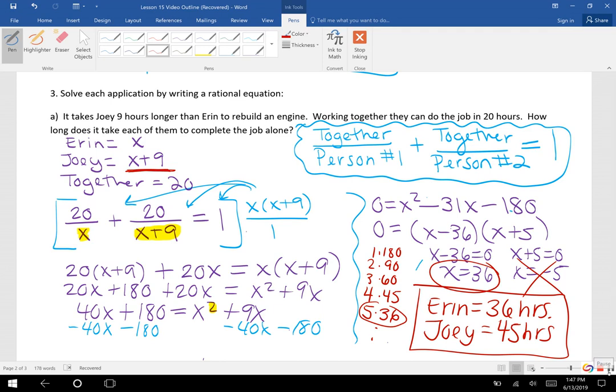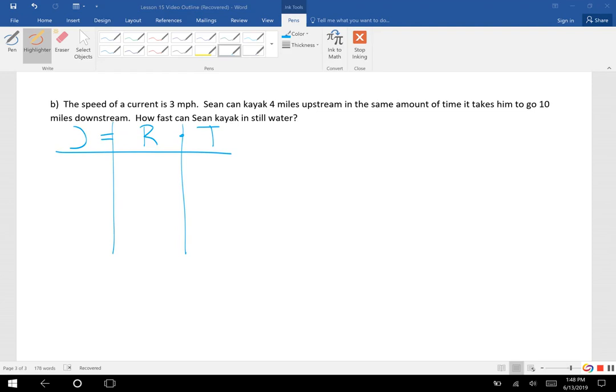All right, the second type of application that you might see will be a motion problem. We've dealt with some of these in the past, and we use this distance equals rate times time relationship. And we'll use the same relationship here. So let's read the problem first. It says the speed of the current, so the water, is 3 miles per hour. Sean can kayak 4 miles upstream in the same amount of time it takes him to go 10 miles downstream. How fast can he kayak in still water?